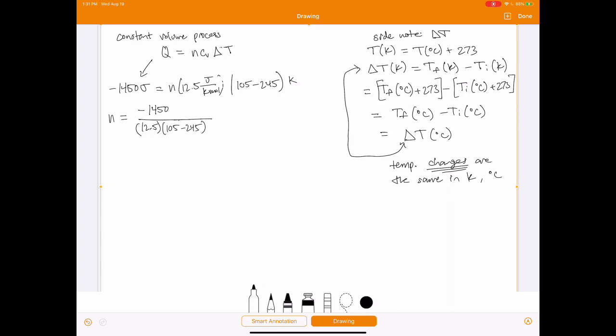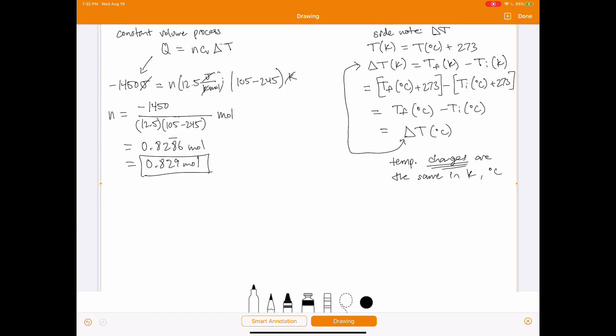And by the way, there's some unit cancellation. Joules cancels here and here. Kelvin cancels here and here. And what we're left with is moles. So this works out to about 0.8286 mole, but we have to round to 3 sig figs. So we'll say 0.829 mole. That's how much gas we have.